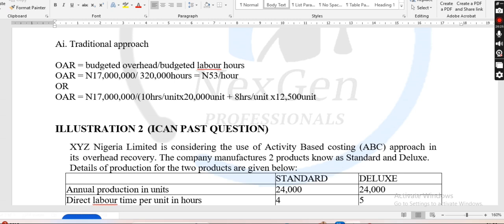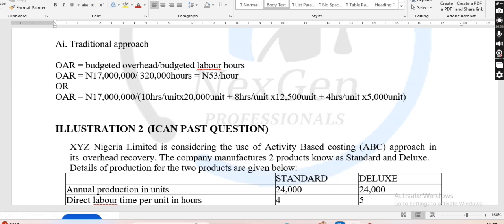And then how many hours per unit for the last one? 4 hours per unit. 4 hours per unit times how many units did they produce? 5,000 units, right? So when you do this, you have your 320 hours.